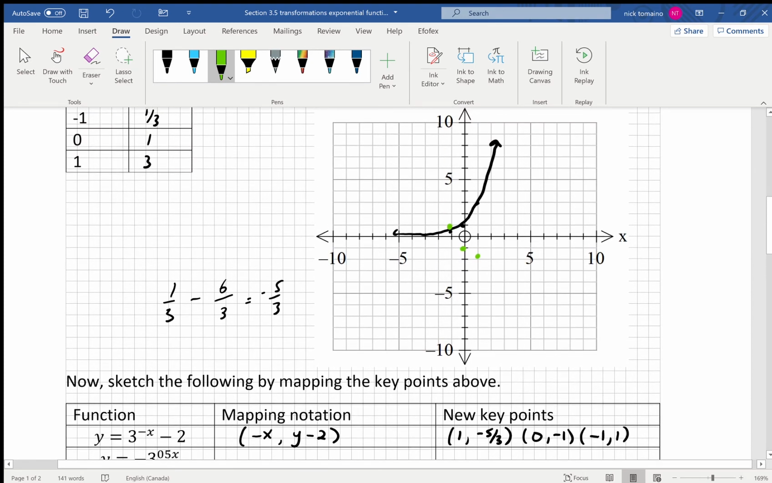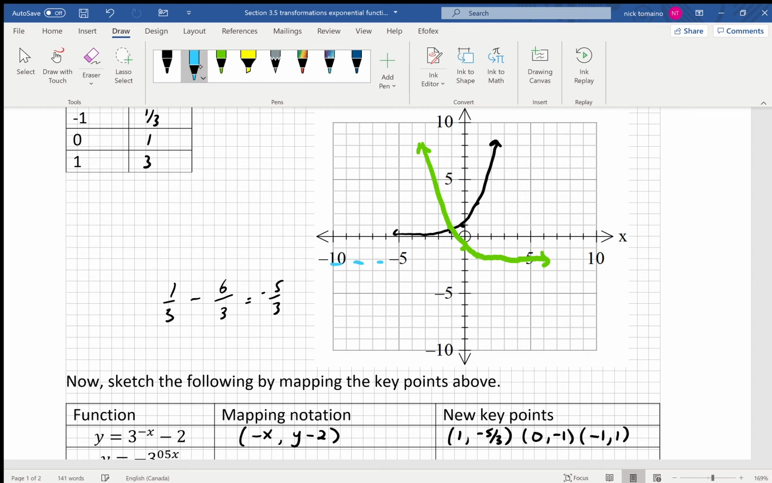Okay, and what do we get? Okay, you also should put in your asymptotes. It's down 2, so we'd have your asymptote at negative 2. So put your asymptote in and then draw it. So it's a reflection on the y-axis down 2, and that looks right.